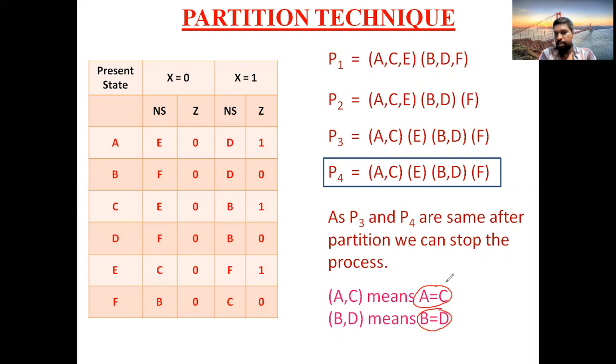So I am eliminating state C and state D. I am erasing this state and this state also. Why? Because A equals C, so no need to mention C separately. B is equal to D, so no need to mention D separately. So how will the modified table come here? You need to erase C. C is erased.